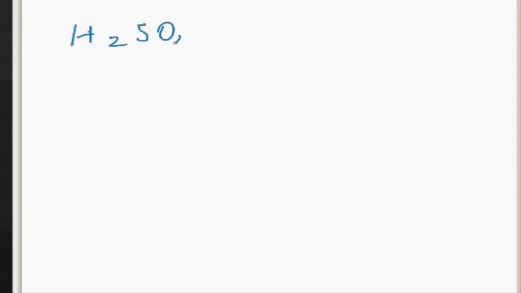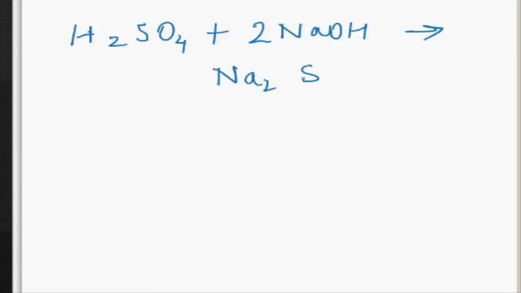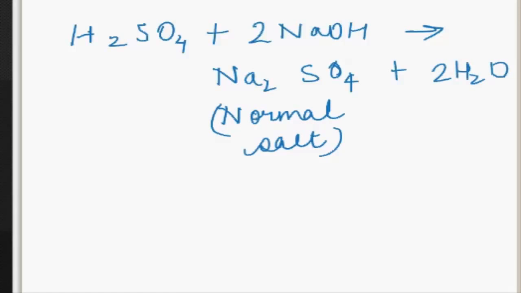H2SO4 will react with twice NaOH and will form Na2SO4 and twice H2O. This is a normal salt. A normal salt does not contain any replaceable hydrogen atom in its molecule. Most normal salts are neutral to litmus, but there are some normal salts which are acidic or basic.